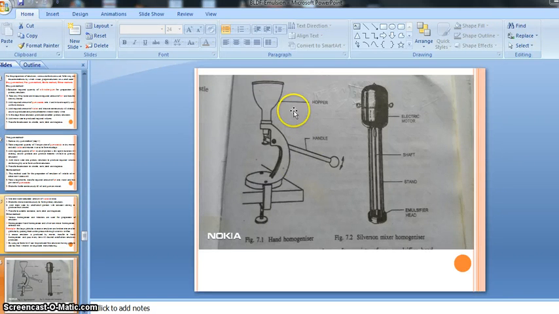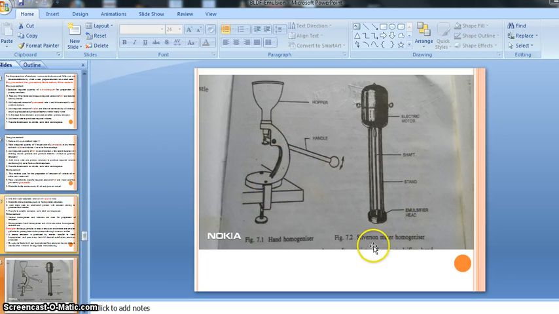So this is the picture of the hand homogenizer. Let's see, there is a hopper, right? Then there is a handle, and there is a narrow orifice. This is the hopper, and in this hopper we put the coarse emulsion. By upward and downward movement of this handle, the coarse emulsion passes through the narrow orifice, reducing its size, right?